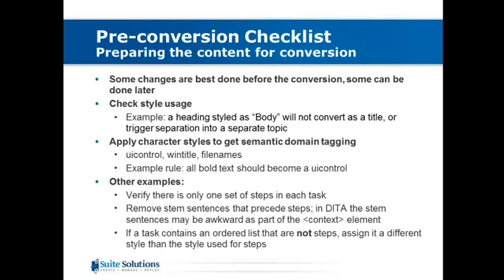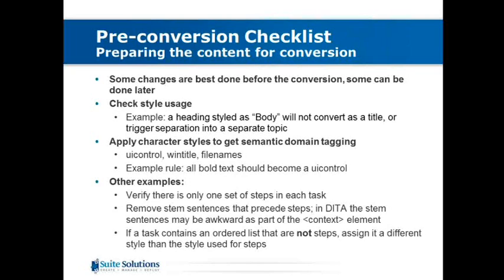Applying character styles to get the semantic domain tagging. For example, a UI control would be the buttons that you would press on a GUI that you have set up. So you might have user name or something like that, and click this button, and those are things that you're going to want to set up some character styles for, so that the conversion can pick up the tagging properly. File names and file paths, those are big ones.